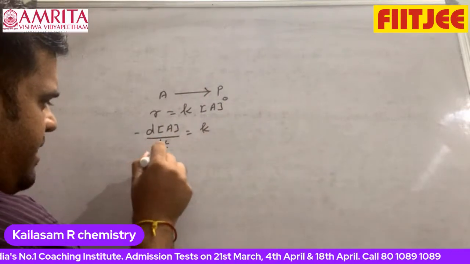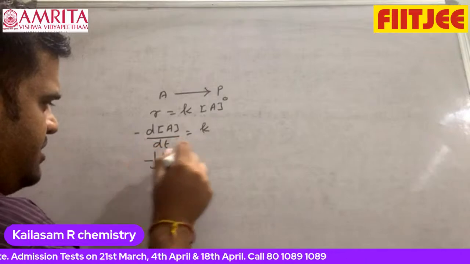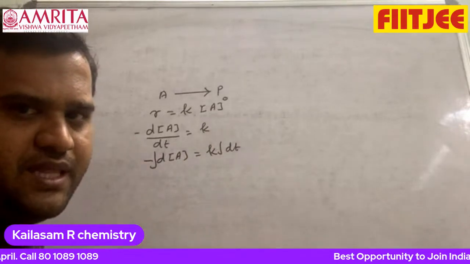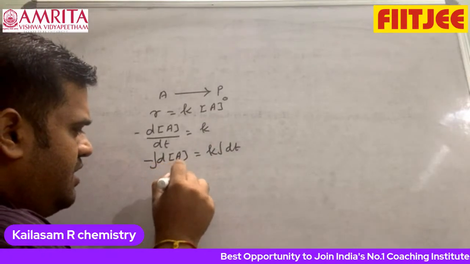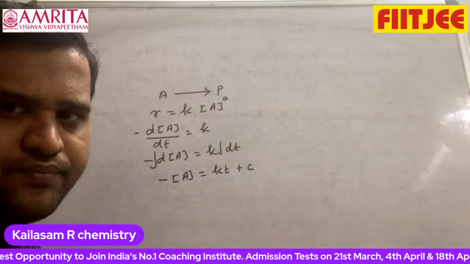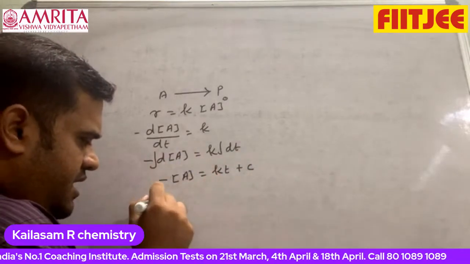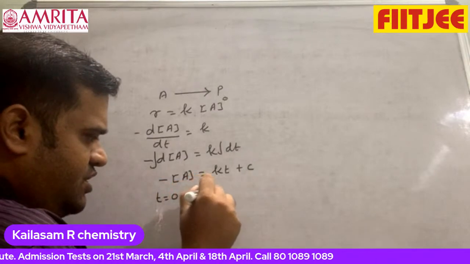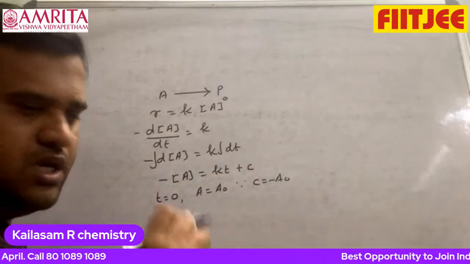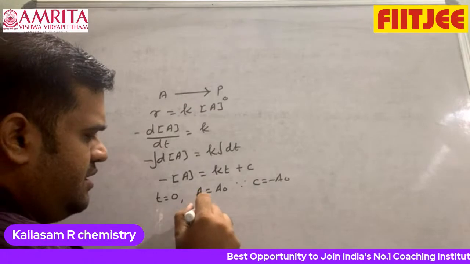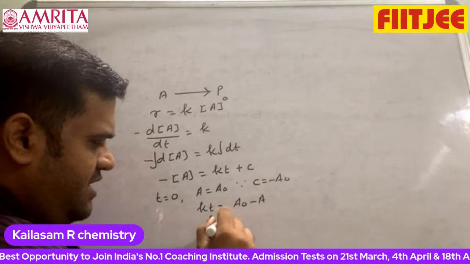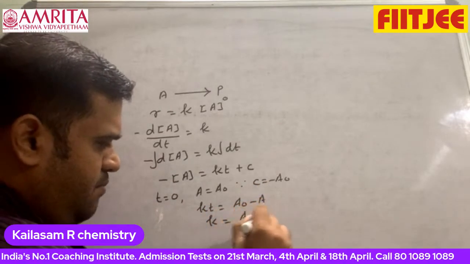Now if you integrate that, minus dA integration is equal to K into integration of dt. What is minus dA? It is nothing but minus the concentration of A, which is equal to Kt plus C. Now, when t is equal to 0, A is equal to A naught. Therefore, C is equal to minus A naught. Substitute that, and you get Kt is equal to A naught minus A. Therefore, K is equal to A naught minus A by t.